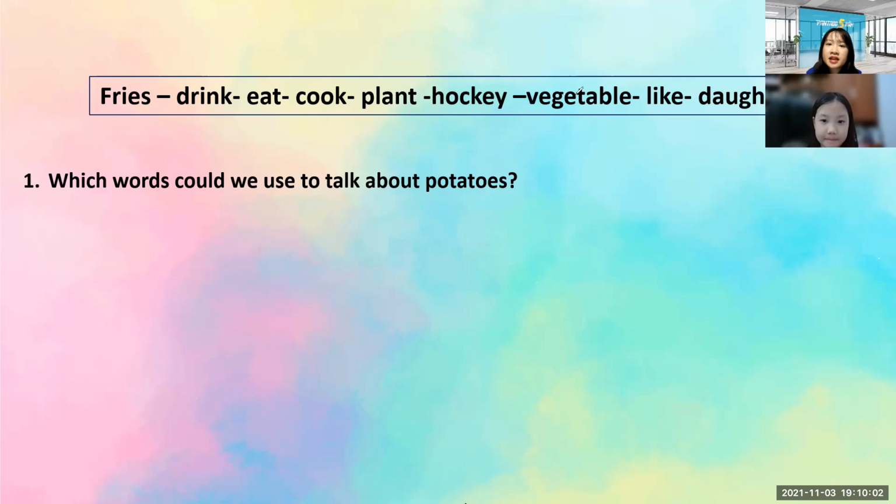Okay, and what else? If you choose the word, you can make a tick like that, or you can circle. It's up to you, both ways. Can we use drink with potatoes? No. If you don't choose, you can move on. You don't have to tick.